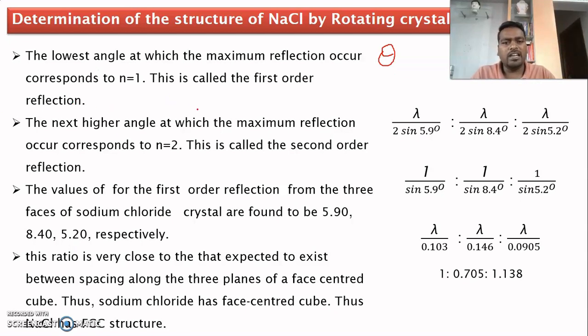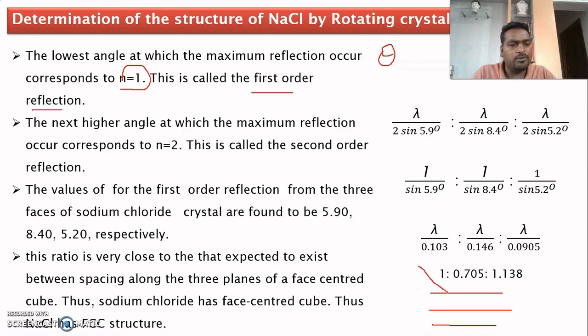Here the lowest angle at which maximum reflection takes place occurs at n equal to 1. This is called first order reflection. While discussing Bragg's law, there are different layers, first layer, second layer of atoms located in a crystal. When the radiation incident on the first row reflects, maximum reflection takes place. This is called the first order reflection, n equal to 1. If it passes from the second, this is n equal to 2, a second order reflection.